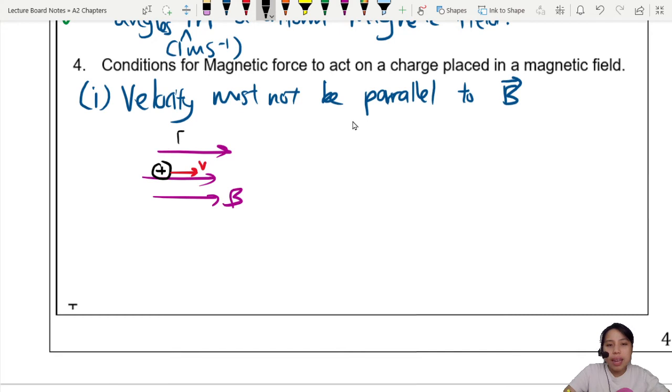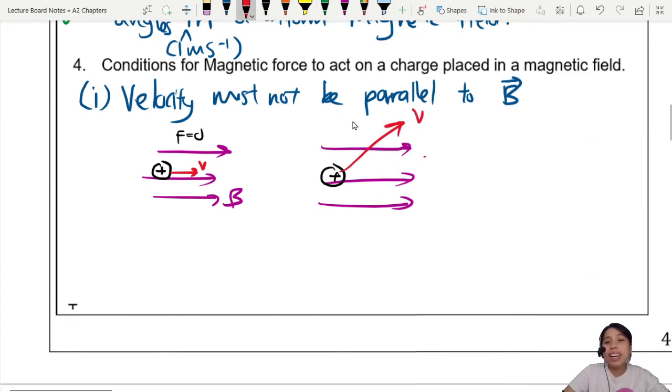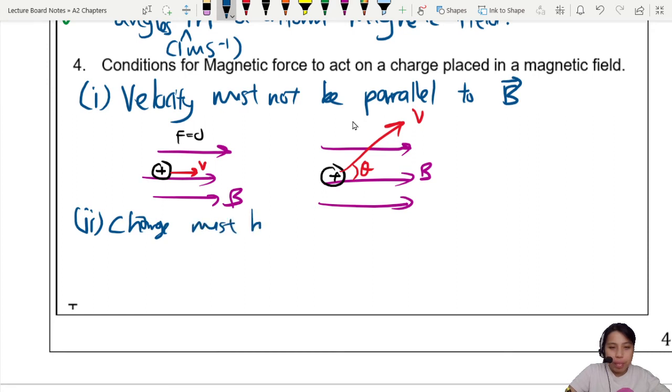So here is F0. Scenario 2, if we have an angle, maybe something like this. V. Okay. Now, because this one got angle already, this one will have a force, you can calculate it. Alright? So, condition number 2 is that your charge must be moving. If it's not moving, cannot. So, charge must be moving. In other words, velocity must not be zero.